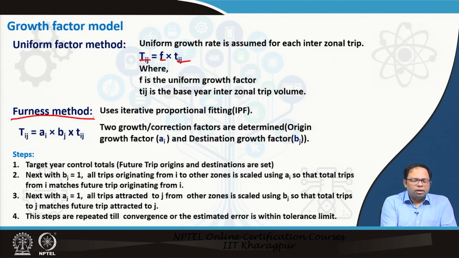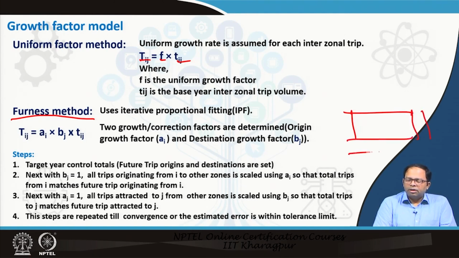The Furness method is very popular, and this is also very simple. This uses an iterative proportional fitting technique that we have already discussed earlier, and in this technique, if you remember, we have zonal controls. Similarly, over here we have predicted values for trips, we have a table. We used to have control totals on this side and this side. So, over here we have trips, the total number of trips originating from each of these rows and the total number of trips attracted in the columns. So, this we have seen.